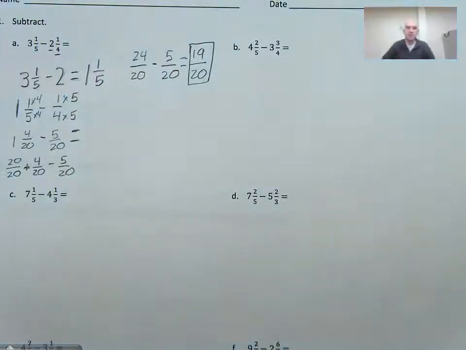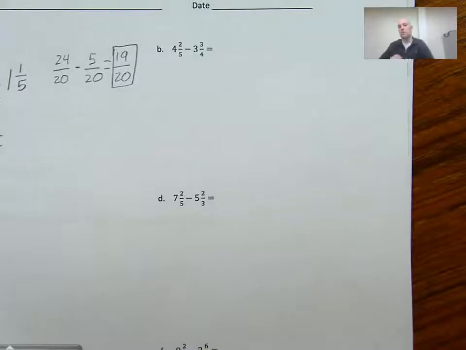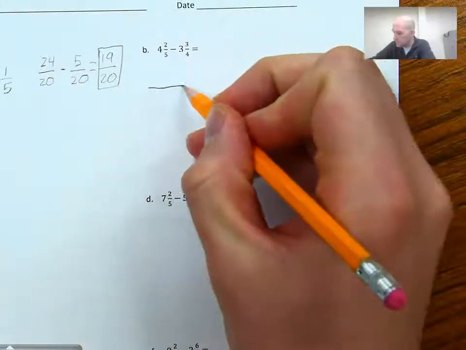So that's very similar to just regular subtraction. We're just using kind of a borrowing type method. We're going to take our whole number and we're going to turn it into a fraction. We also have a method that's called an open number line. So I'm going to start by drawing a number line here for letter B.